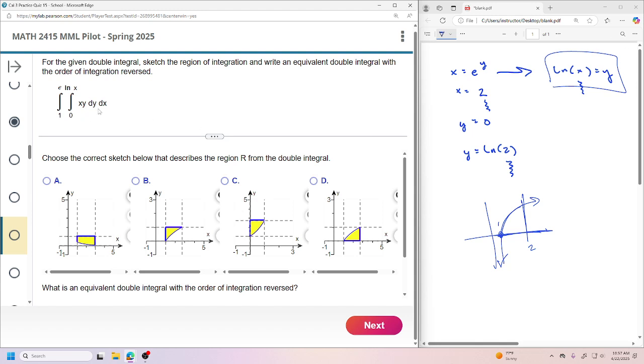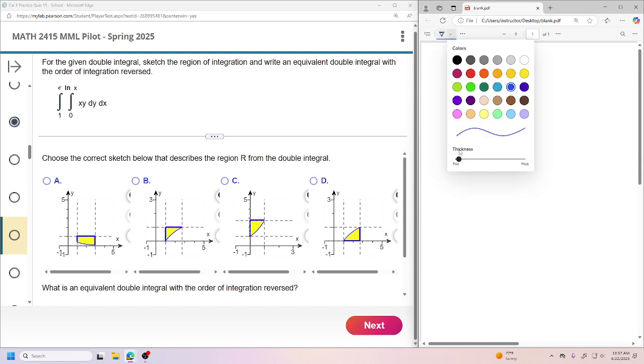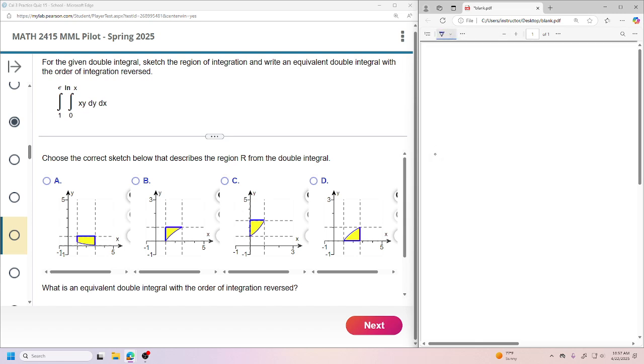Do you want me to do it? Yes or no? Sure. Okay. You mentioned e and ln, so now I'm here. So I have y is equal to 0, y is equal to ln x, x is equal to 1, x is equal to e. So ln of x, 0, x is equal to 1, and then x is equal to e, which is 2.7 basically.